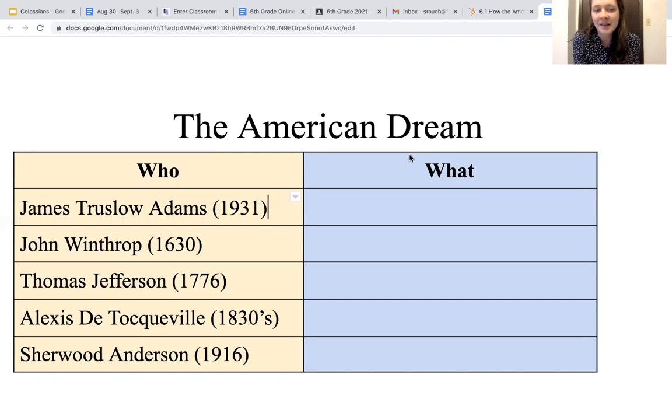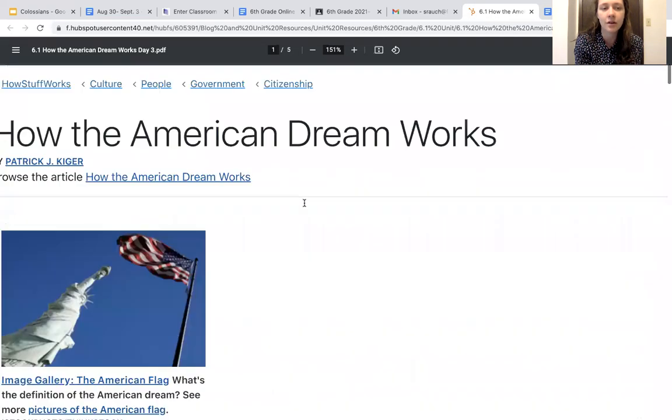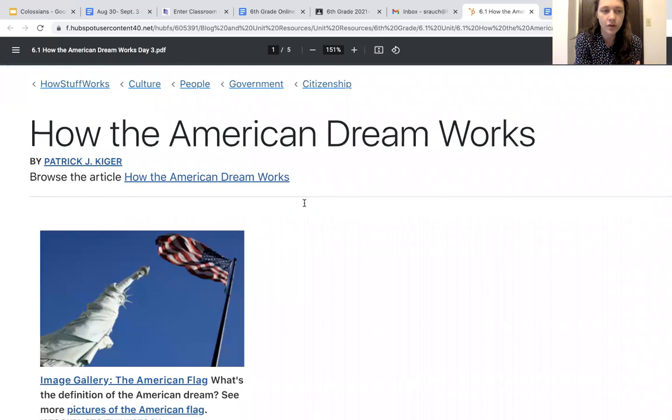Now today, we have one more day to get our brain soil ready to absorb the Westing Game and to be able to understand it more fully. I'm going to teach you that good readers continue to gather important information about a topic before reading in order to build their background knowledge. Today, we're going to be reading this article, How the American Dream Works by Patrick J. Kiger, I think is how you say that.